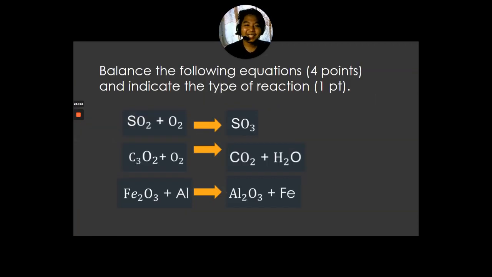For your task for today, please solve this on your paper and turn in a photo of your answer. This will be a formative. It's okay if you got it wrong. We'll be discussing this in our virtual synchronous session on Friday.